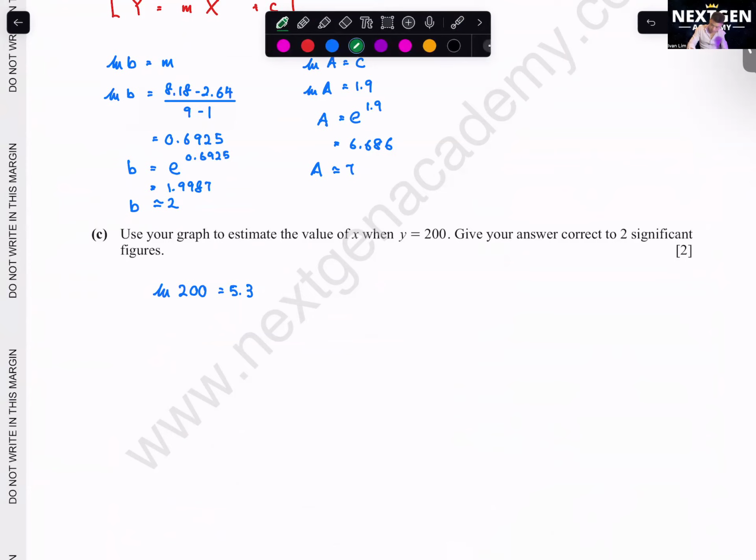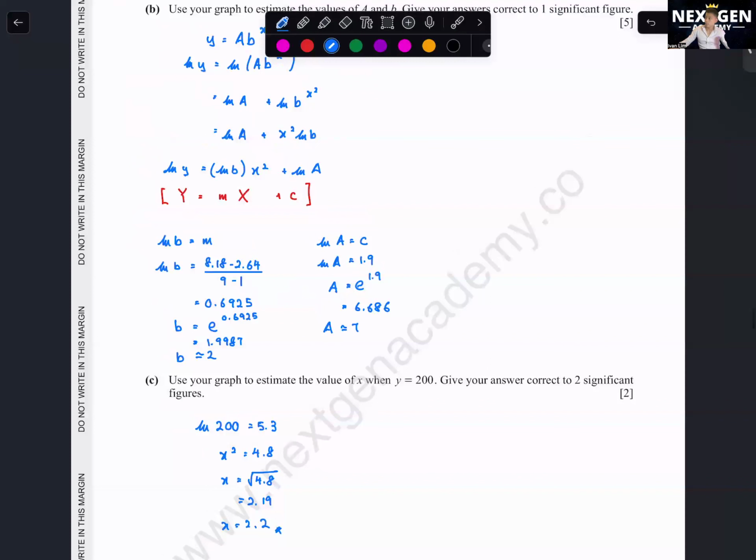We calculate this. The x value will be x squared. So x squared is equal to 4.8. For x, we only take the positive one, square root of 4.8. We'll get 2.19, or for your final answer, we write it as 2.2. They allow 2.1 to 2.3 also for this last question.